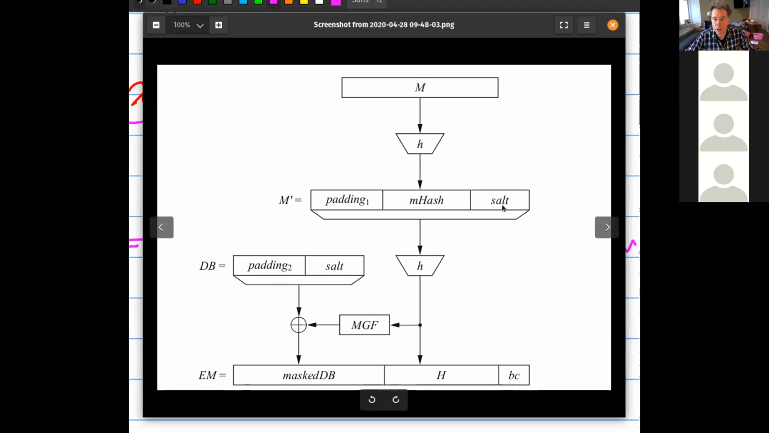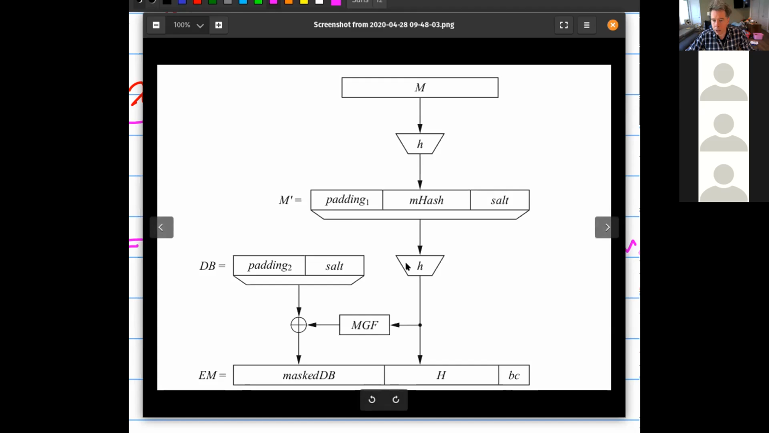And anybody know what salt is? Have you ever encountered salt before? No. It's a really terrible movie with Angelina Jolie. In cryptography, salt is a random number, and so this is just a random value, and it's what puts the probabilistic in PSS. So for every different message that you sign, you'll change the salt, and so that makes different signatures happen for different messages.